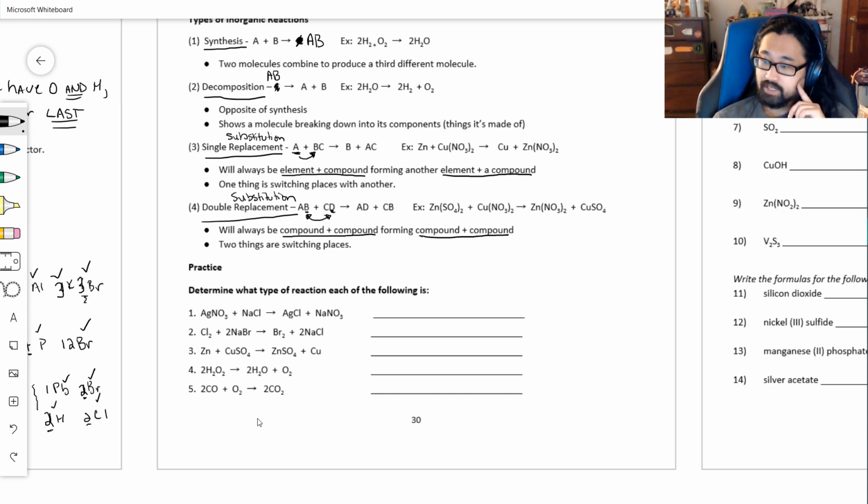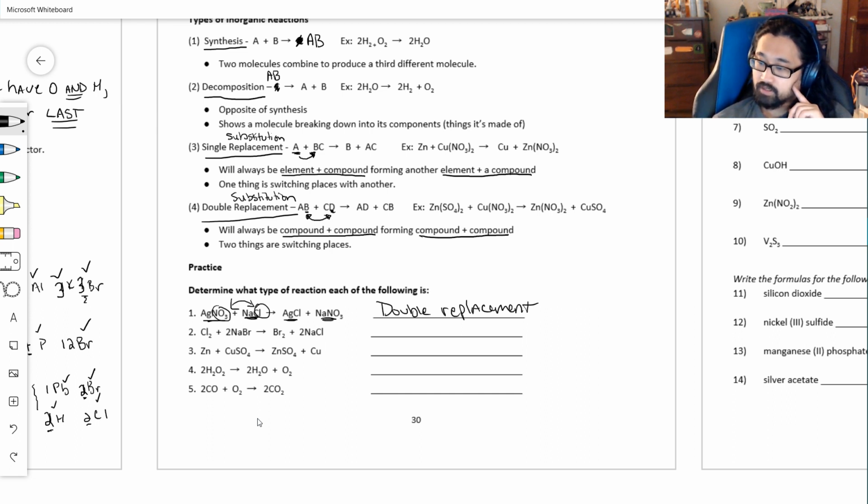If I look at this, it is a compound and a compound, and then I have my arrow, and then compound and compound. So that is a double replacement. And the reason I know that is because if I look, these guys swap places. The endings swap places.